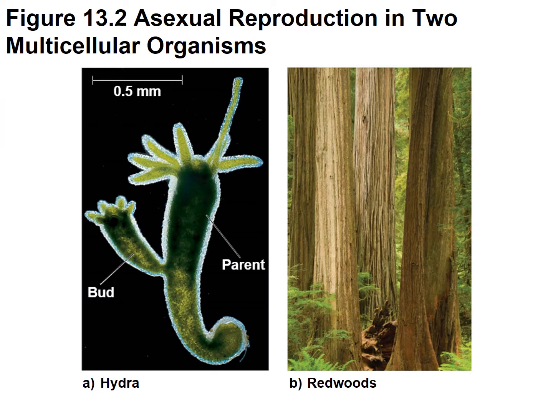Figure 13.2 shows 2 examples of asexual reproduction. These are both multicellular organisms. On the left is a very simple animal called a hydra. It reproduces by just having a part of it budding off. You see it says parents and then bud. A little part of it reproduces by mitosis and it just buds off. On the right-hand side is an example of redwood trees. All the trees in this circle of redwoods arose asexually from a single parent tree whose stump is in the center of the circle. So these are both examples of asexual reproduction.